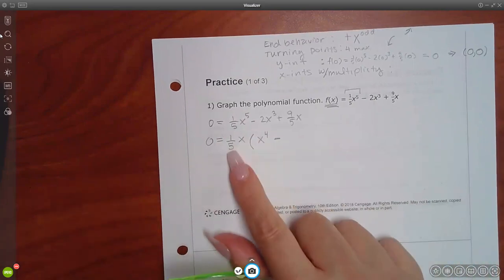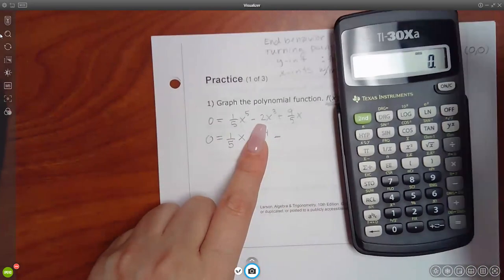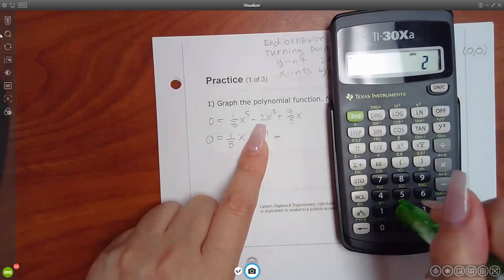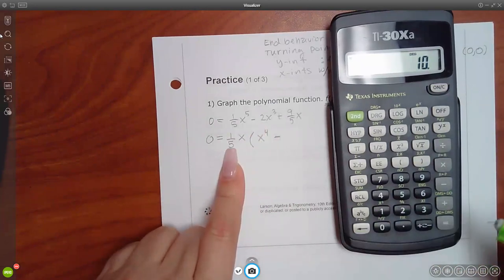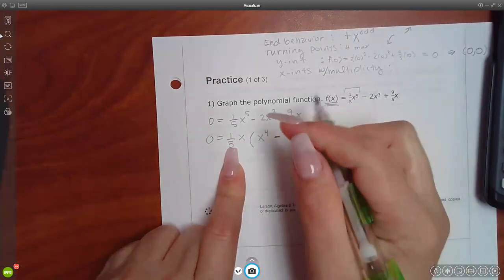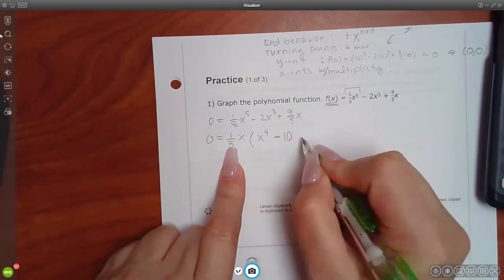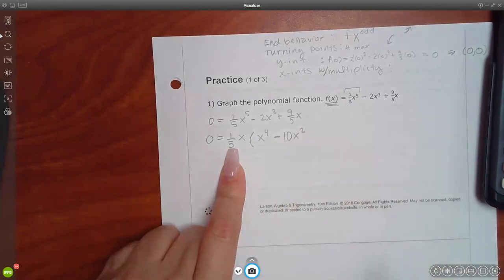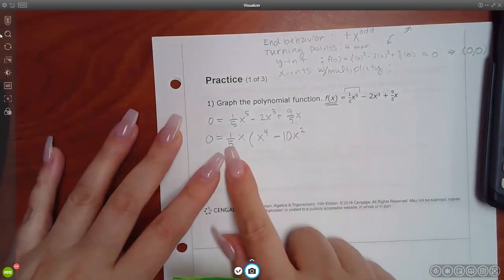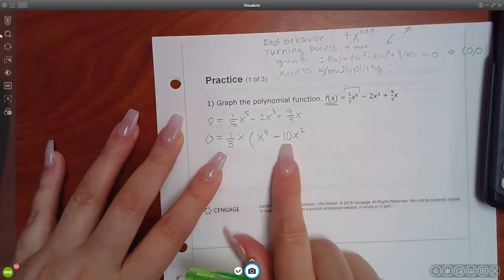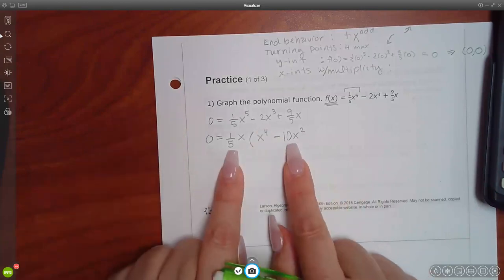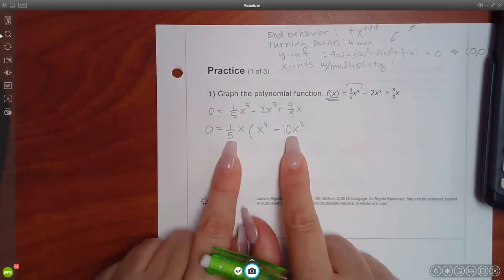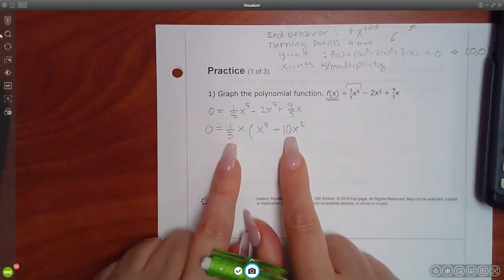Now I have no idea about this, okay? So what I'm going to do in my calculator is 2 divided by 1/5, and I get 10. So the number here I'm guessing is 10, and then I would only need 2 x's. Double check it, right? Does this times this give you negative 2 x cubed? It does. So we did factor it correctly.